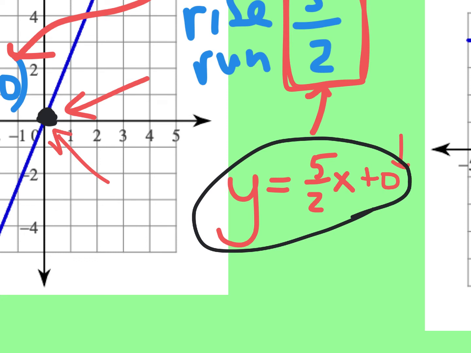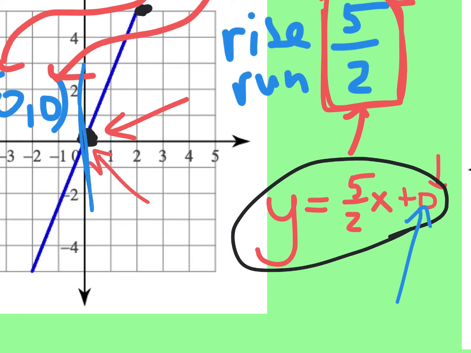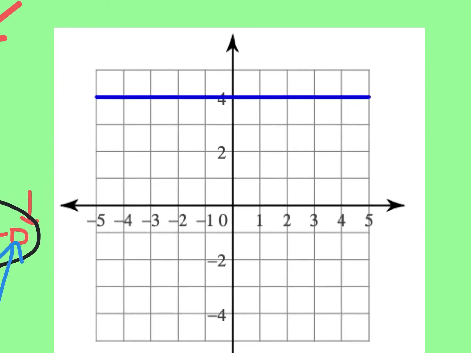Y equals mx plus b. Jack, what's the m part again? Slope. The slope. So in this case, it's 5/2. What's the y-intercept? Where the heck did I get this 0 from? Because it hit at 0 on the y-axis here. It hit right there at 0 on the y-axis. All right. I can do this.